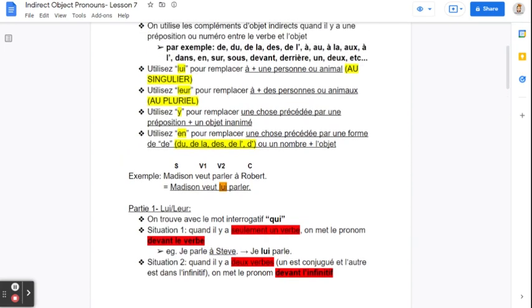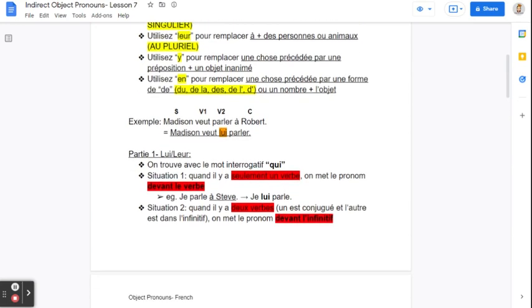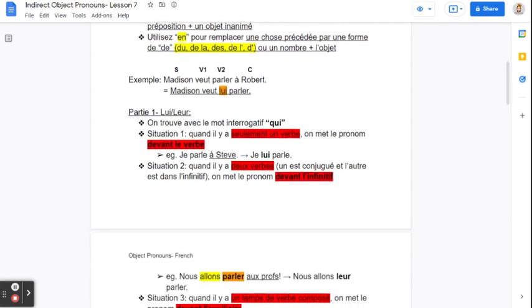So here we look to our rules and we see, okay, so that could be lui ou leur. And then there's a person. It's only one person. It's Steve. So you're going to be using lui. You're going to put lui before the verb. So je lui parle. Situation 2 is when there are two verbs and one will be conjugated, the other one will be in its infinitive form. You're going to put the pronoun in front of the infinitive. So that was basically like what we saw in the first example with Madison.